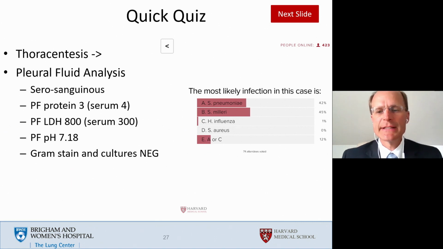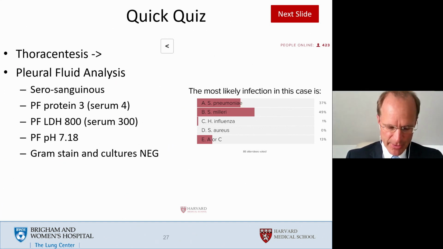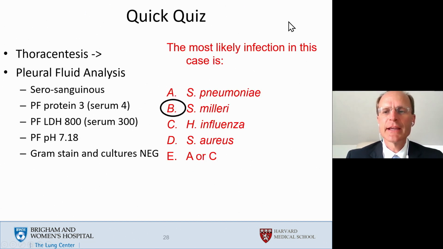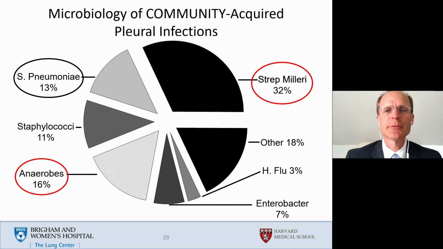Great. Well, I see everybody's picking very, very reasonable answers, including strep pneumo and strep milleri. The answer is actually strep milleri. And the reason is, if you look at community-acquired empyema, 32% are actually these intermediate strep.